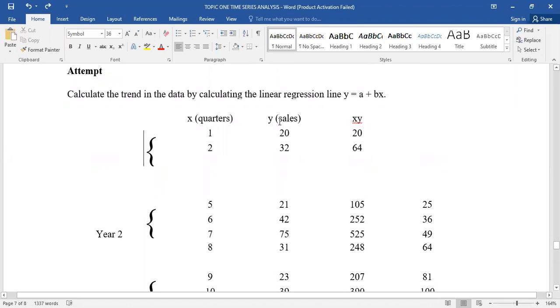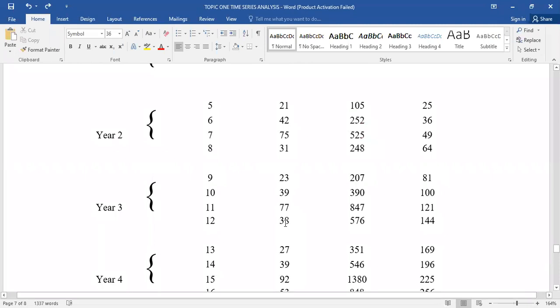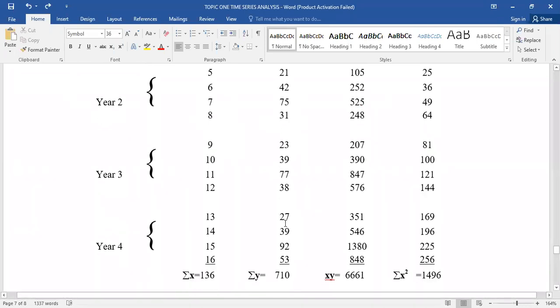So you can see what has happened is the data that was presented horizontally for purposes of helping me in getting the summations, I've tried to arrange that data vertically. That's what I meant by rearranging the data. Are we there? Yes.